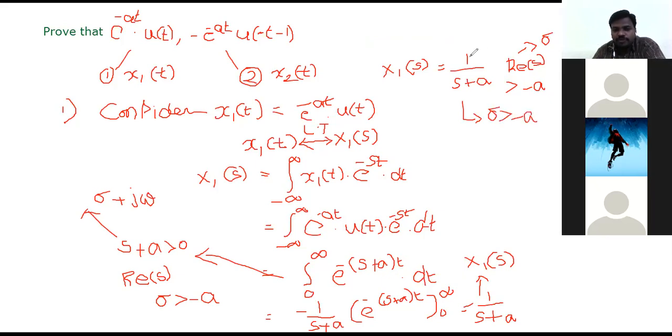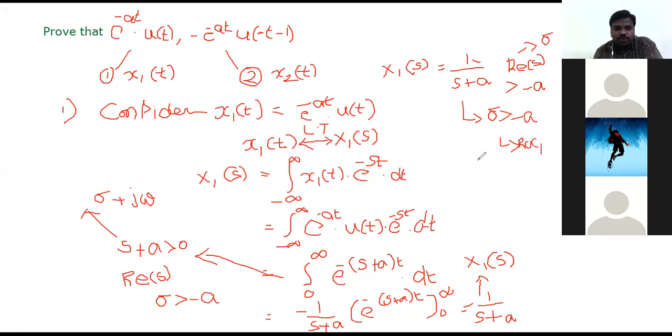So please do remember, you are asked to prove x1 of s is equal to x2 of s with different ROCs. Okay, now this is ROC1. This is ROC1.